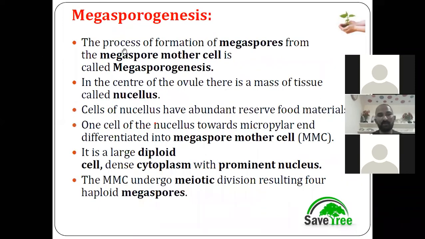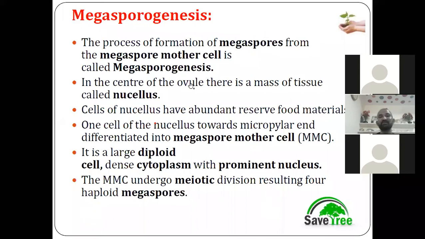Now coming to the process, megasporogenesis. I already told you each ovule mainly contains megaspore mother cells. These megaspores are produced from the megaspore mother cells, because each ovule mainly consists of nucellus tissue. The nucellus tissue produces many megaspore mother cells, and these megaspore mother cells undergo meiotic division to produce the megaspores.